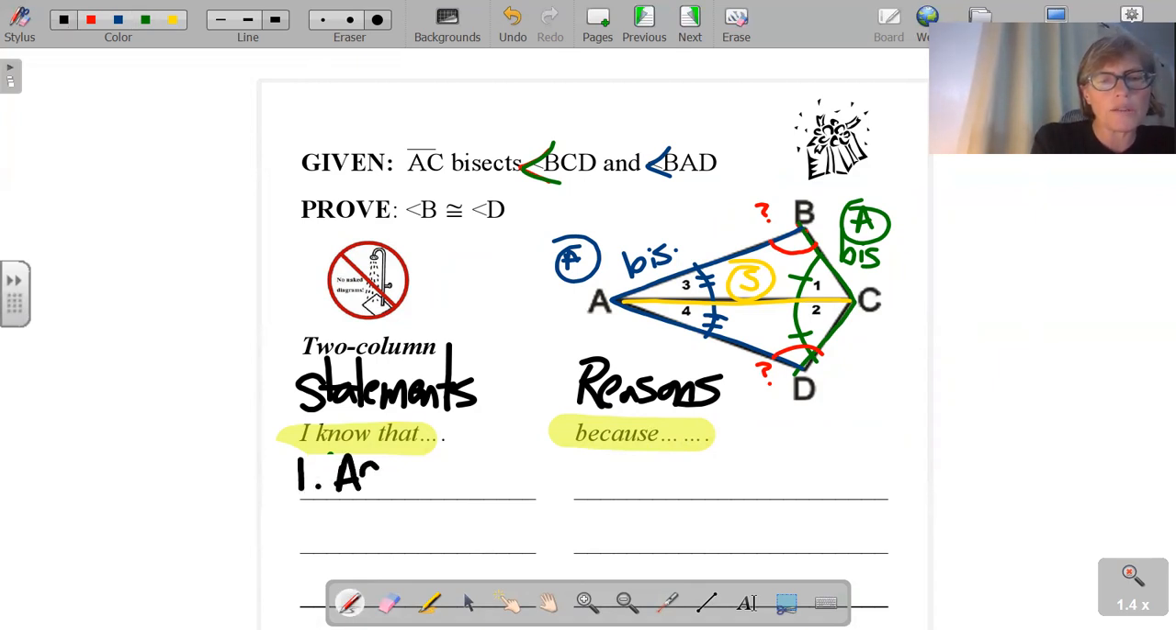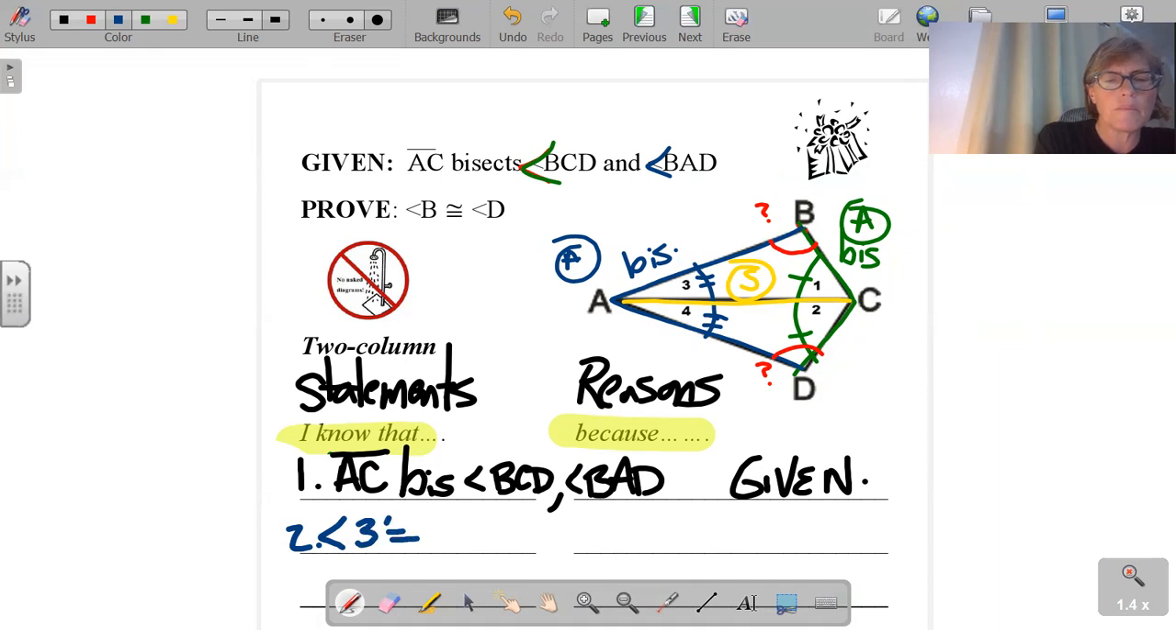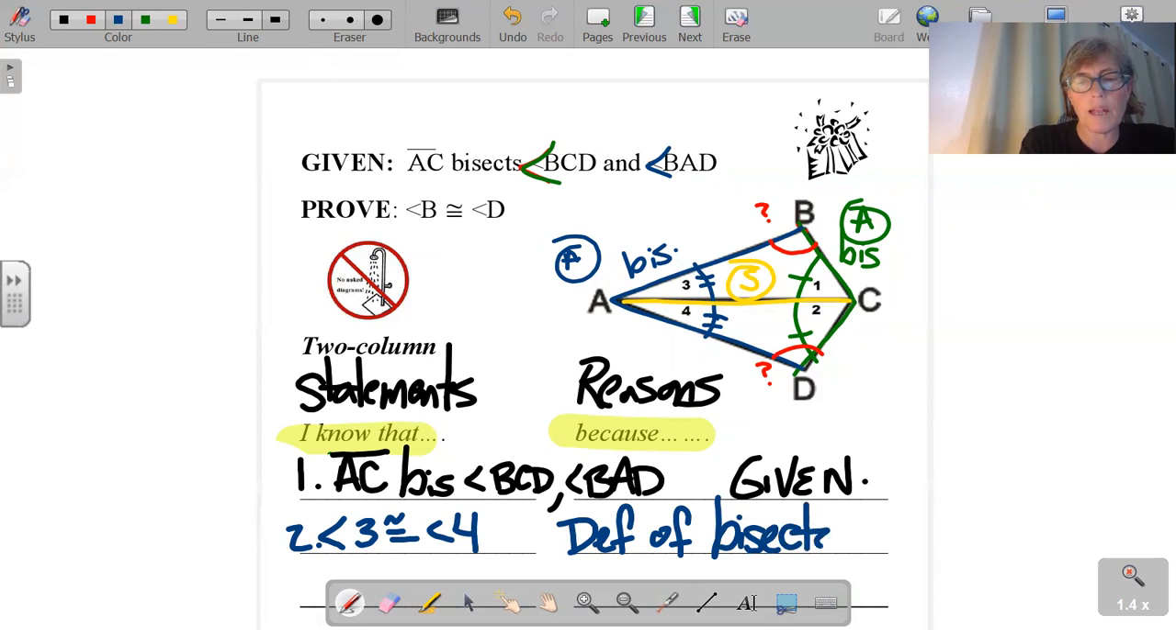So number 1, I know AC bisects angle BCD, BAD. Why is that true? We come over here. It is given. I'm going to go left to right. Number 2. You could do 1 and 2 first. It really doesn't matter. Angle 3 is congruent to angle 4. Why is that true? Because that is simply the definition of a bisector. That's what a bisector does. And in the margin, we're going to keep track. That's a pair of angles.